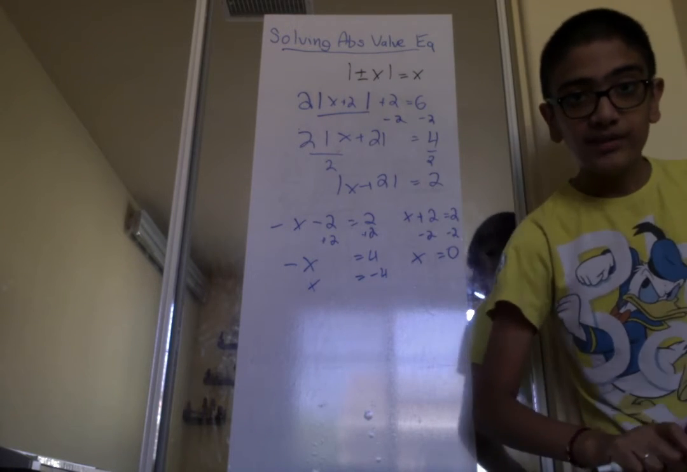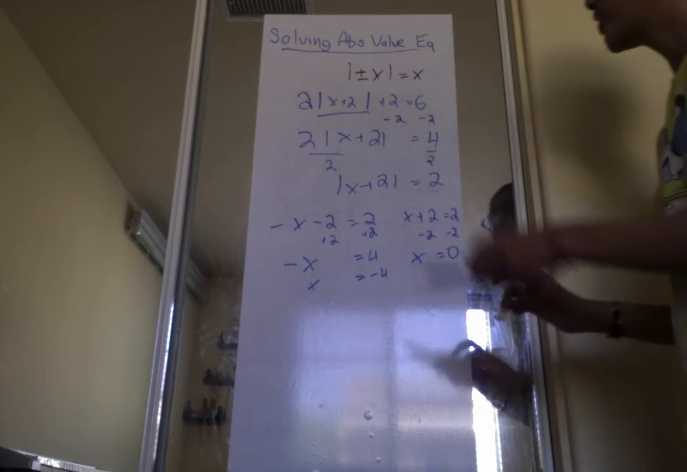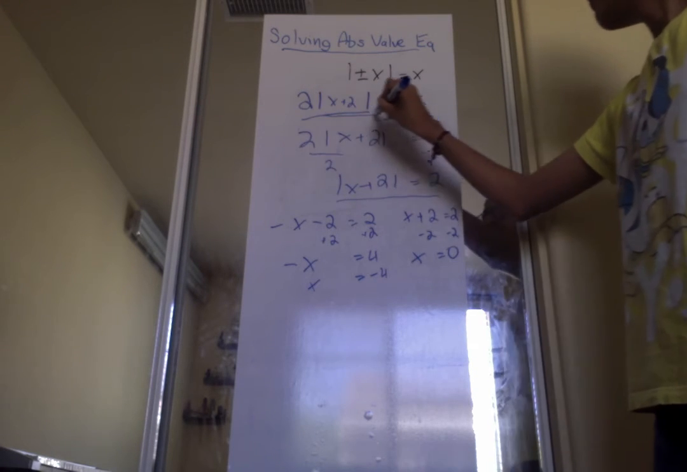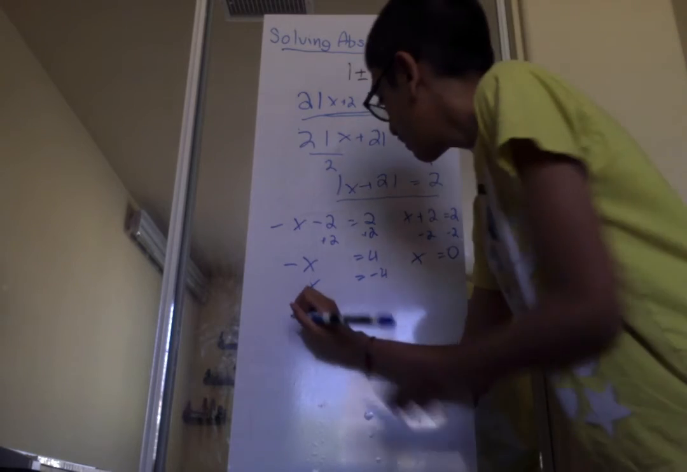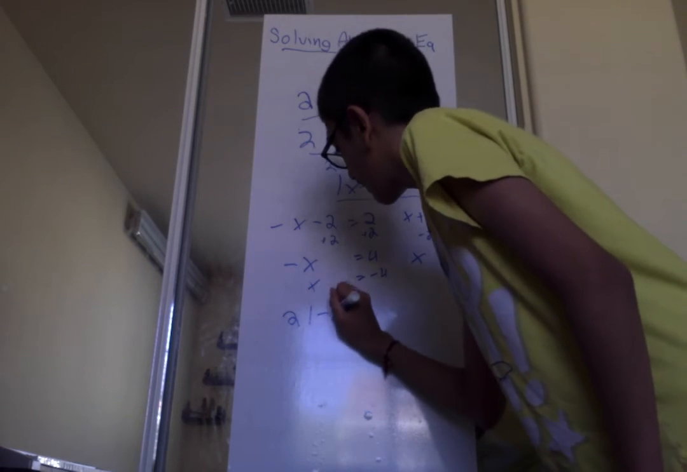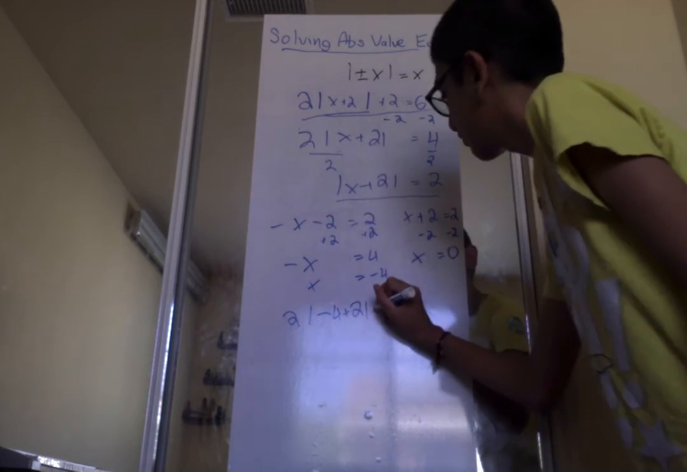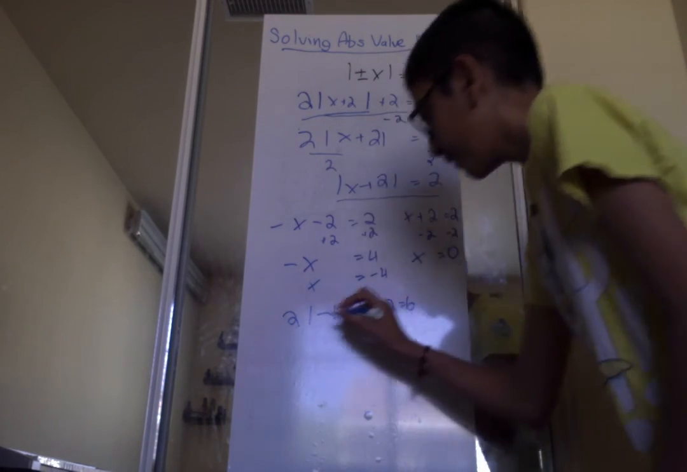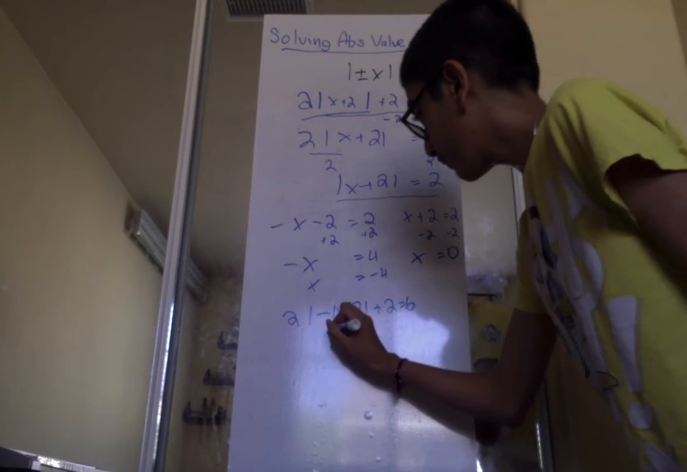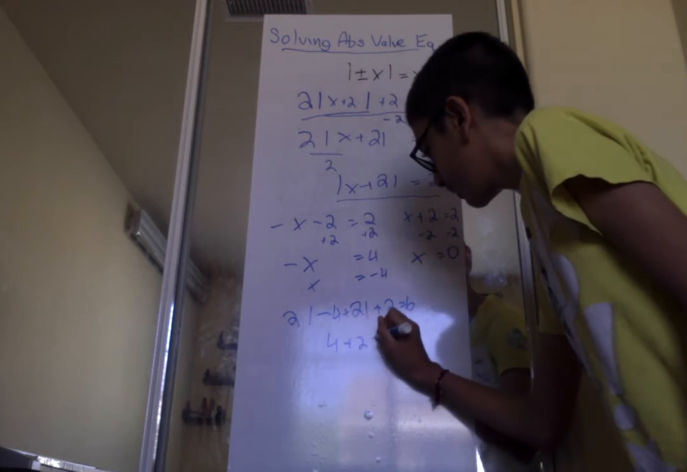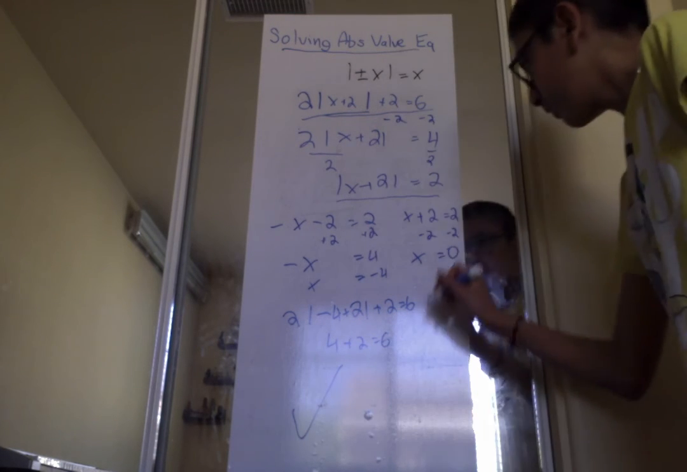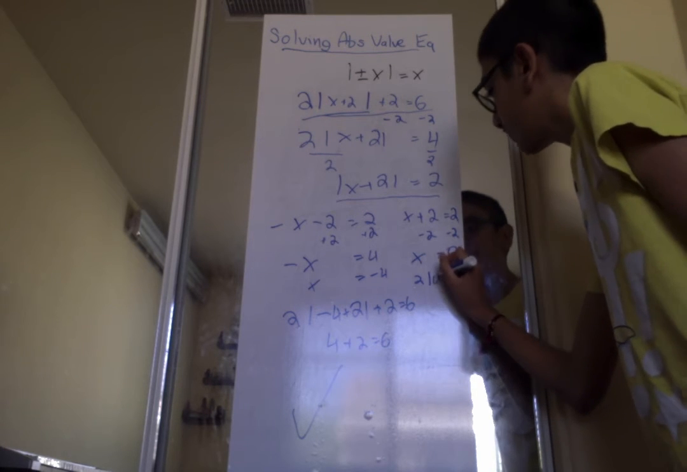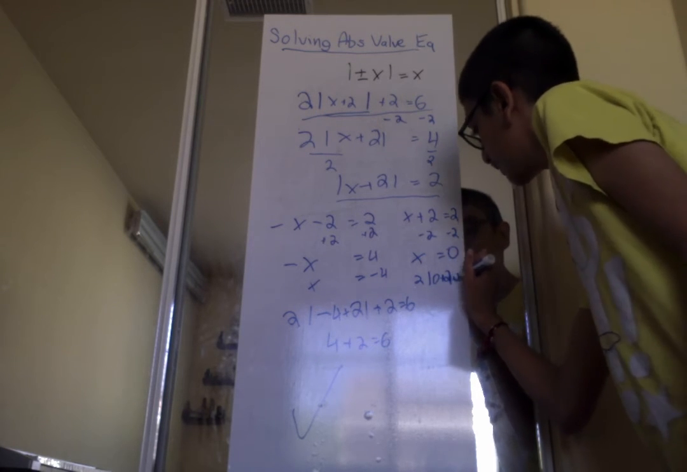Now let's check for extraneous values. Let's go up to the top equation, or even the bottom one. This one would work also, but let's do this one just for the sake of doing it. Thus, we get 2 times the absolute value of minus 4 plus 2, plus 2 equals 6. 2 times the absolute value of minus 2 is 4, plus 2 equals 6. This is true. Now x equals 0. 2 times the absolute value of 0 plus 2, plus 2 equals 6.